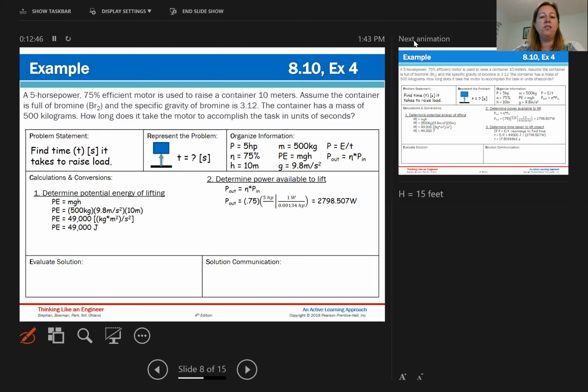So then I needed to determine the power available to lift. Given that I have a 5 horsepower motor, which is what it's rated at or requires to operate, I can calculate the power out that will be used to lift the object. And so I have my 0.75 times my 5 horsepower motor, but we've got to convert that horsepower into watts in order to get into metric units. So I end up with 2,798.507 watts as my power out.